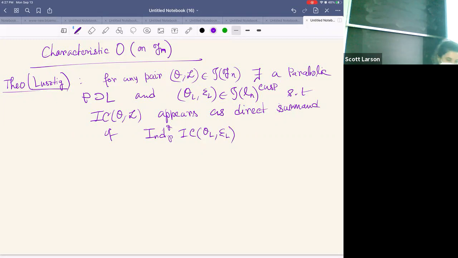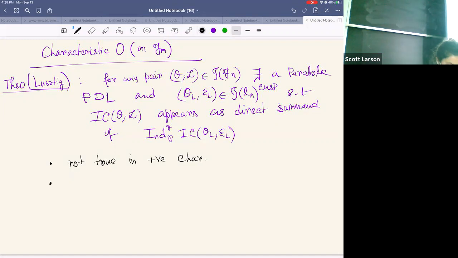Okay, and this is not true in positive characteristic. One of the reasons is that the decomposition theorem is not true in positive characteristic.